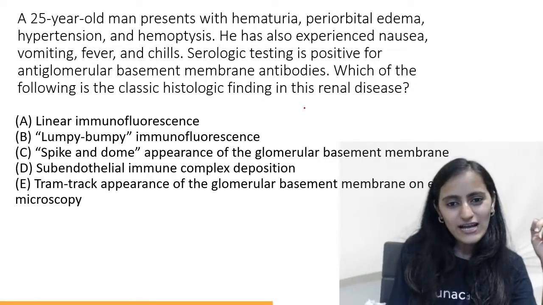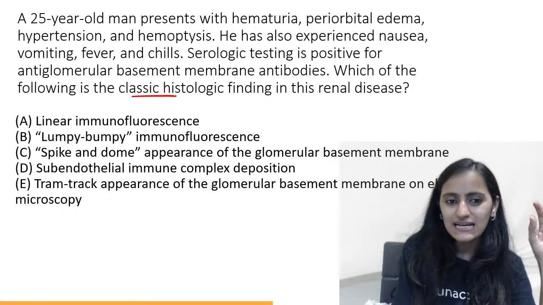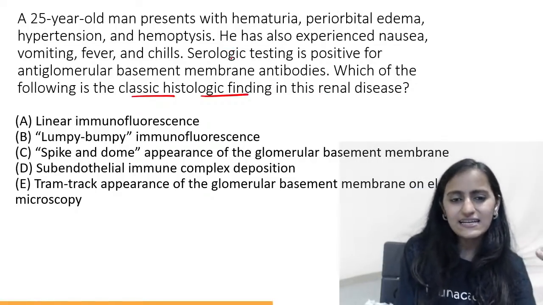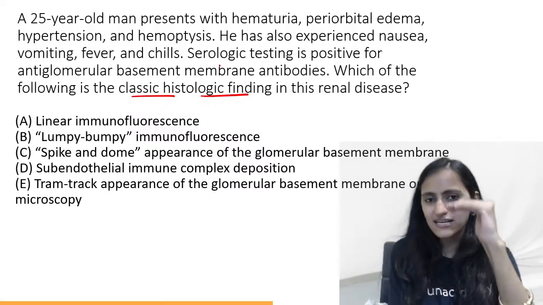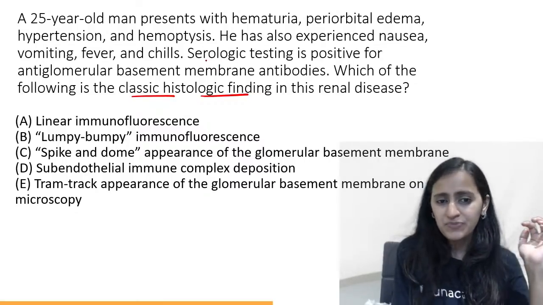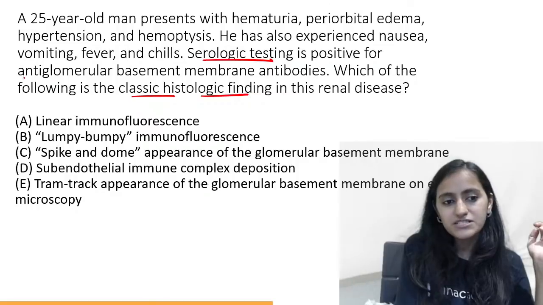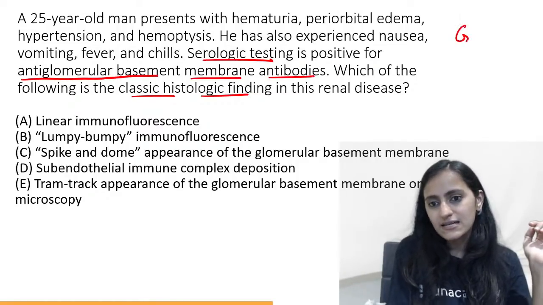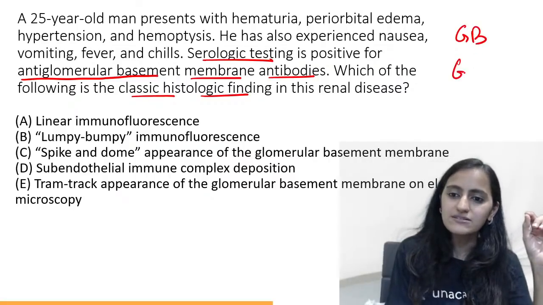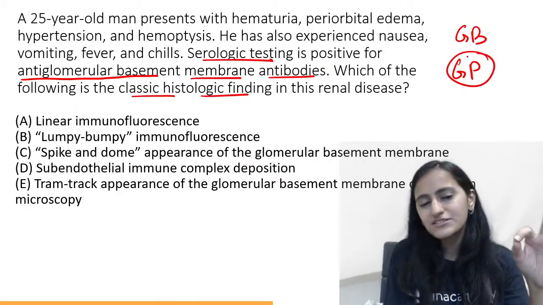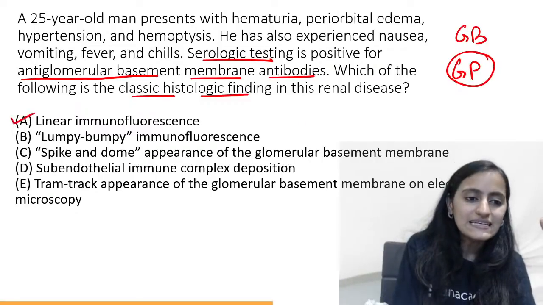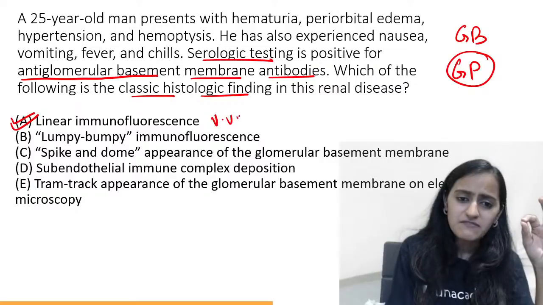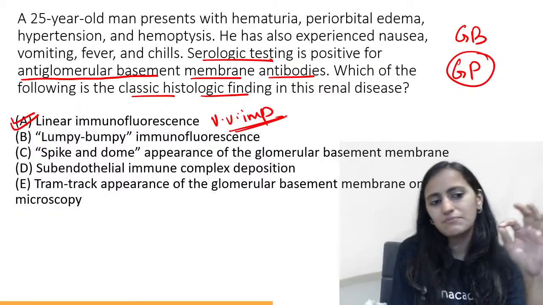So look at the question. The question is, what is the classic histologic finding in this renal disease? You see the second last line, in lengthy questions, the last line and second last line, that is how we read. Serologic testing is positive for anti-glomerular basement membrane antibodies. That is anti-GBM antibodies are there. So what is the diagnosis? Goodpasture. So you have linear immunofluorescence. Very, very important. Image also can be asked.